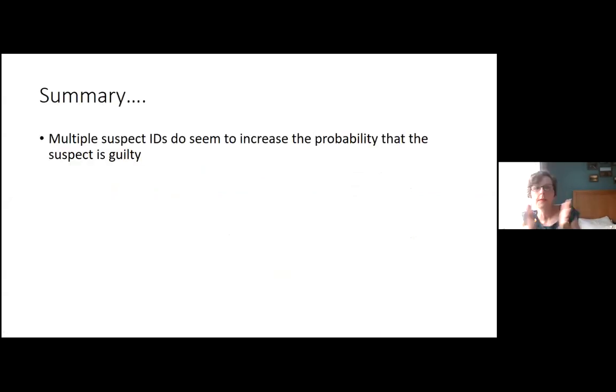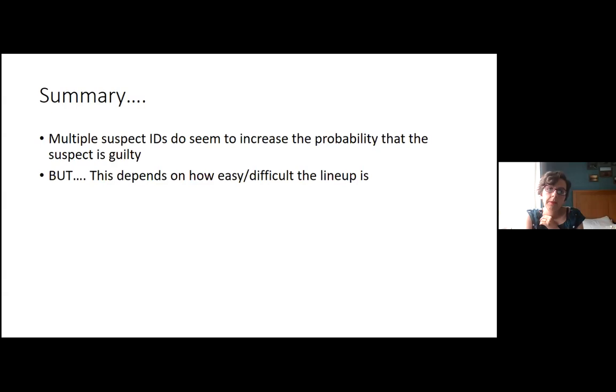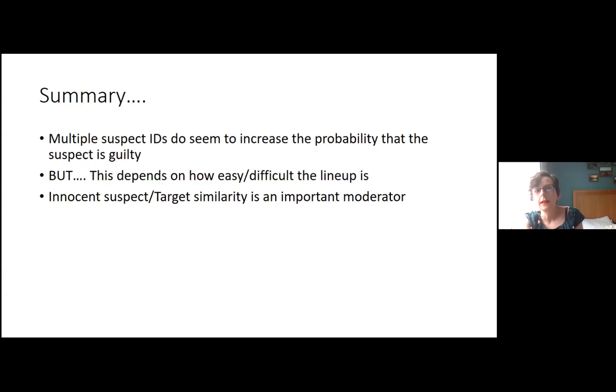All right, so just to quickly sum up, there's some sort of suggestion here that multiple suspect IDs do seem to increase the probability that the suspect is guilty. But it does hugely depend on how difficult or easy the lineup is, or more specifically, I think it depends on the kind of similarity relationship between the innocent suspect and the target. If you've got a doppelganger, then this kind of cue is useless. And I haven't looked at confidence yet, but I suspect it's going to be the same thing. I think confidence is going to be pretty useless in those kind of doppelganger lineups as well. I'll be interested in looking at that.